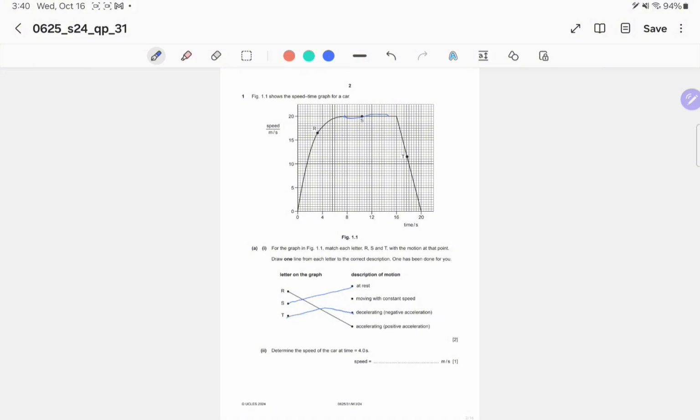Very simple. Okay, determine the speed of the car at the time 4 seconds. Speed, you can read it from the graph. For 4 seconds, I think it's approximately 17.75.